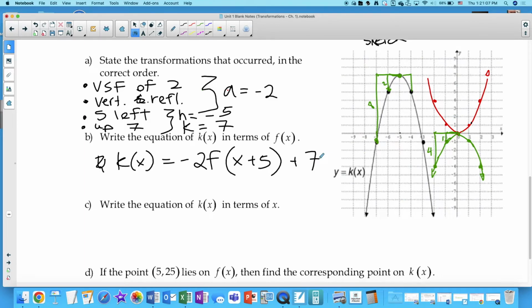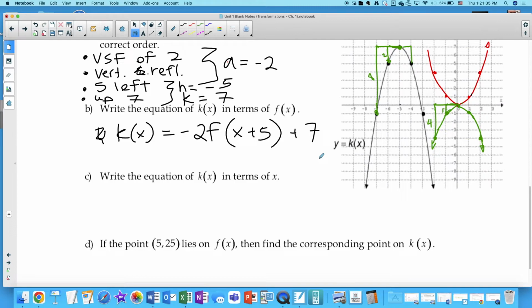Would you square the brackets? In this notation, no. Because all you're doing in this notation essentially is saying, what do I multiply the original function by? What do I replace the original x's with? And then what do I add at the end? Okay? When we write this in terms of x, yes, we're going to square it. So k of x in terms of x is the a value, -2 times the function. The function is x squared. So this is going to be something squared plus 7. And that something is x plus 5. Okay?